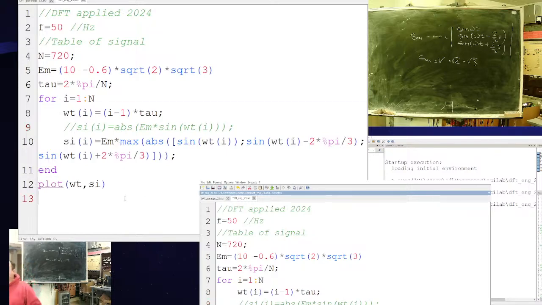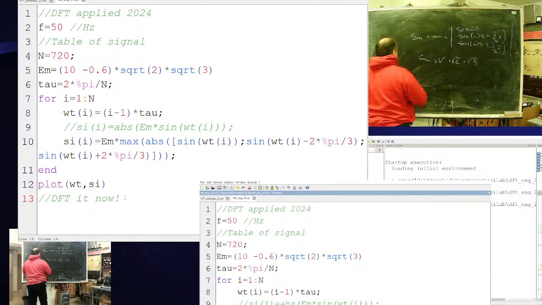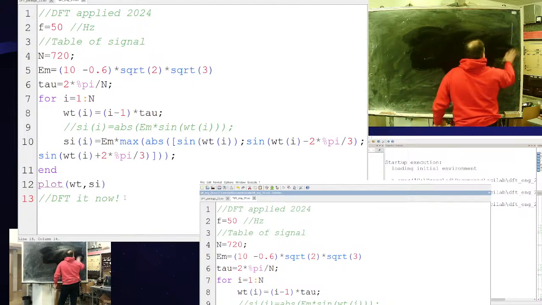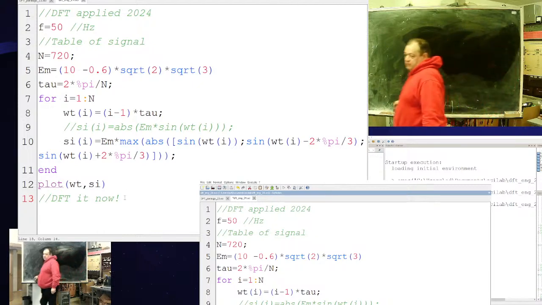What next? I need to perform a Fourier transform. I have a very good idea for the Fourier transform.